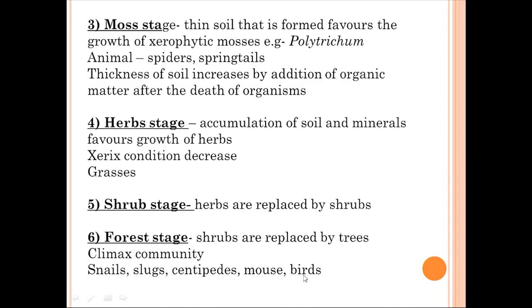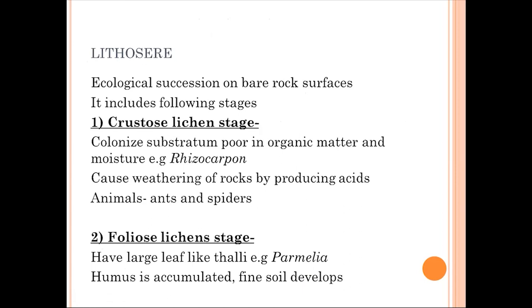So lithosere is the ecological succession which begins on the bare rock surface. Usually there are xeric conditions, that means the surface is dry. In that case, the first ones to colonize, or the pioneer community, are crustose lichens. Lichen is an association of an alga and a fungus.